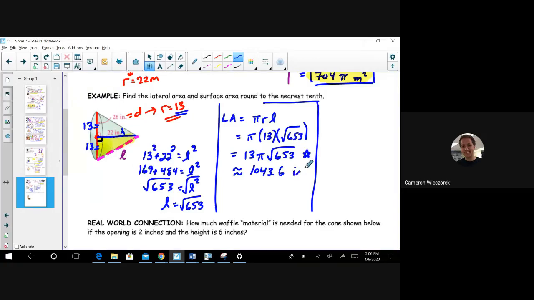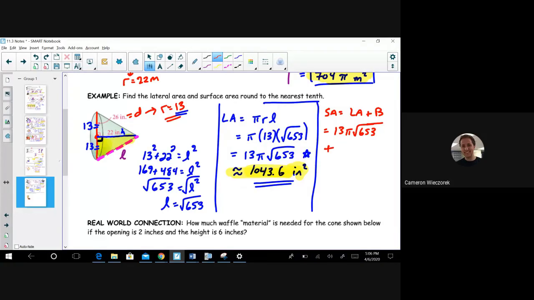Inches squared. So that's my lateral area. That does not include the circle on the bottom. To get the total surface area, I'm going to take the lateral area and add on the circle's base area. So the lateral area, I'm going to keep as 13 pi times the square root of 653. I'm going to already have that decimal on my calculator. I don't want to round it early on there.